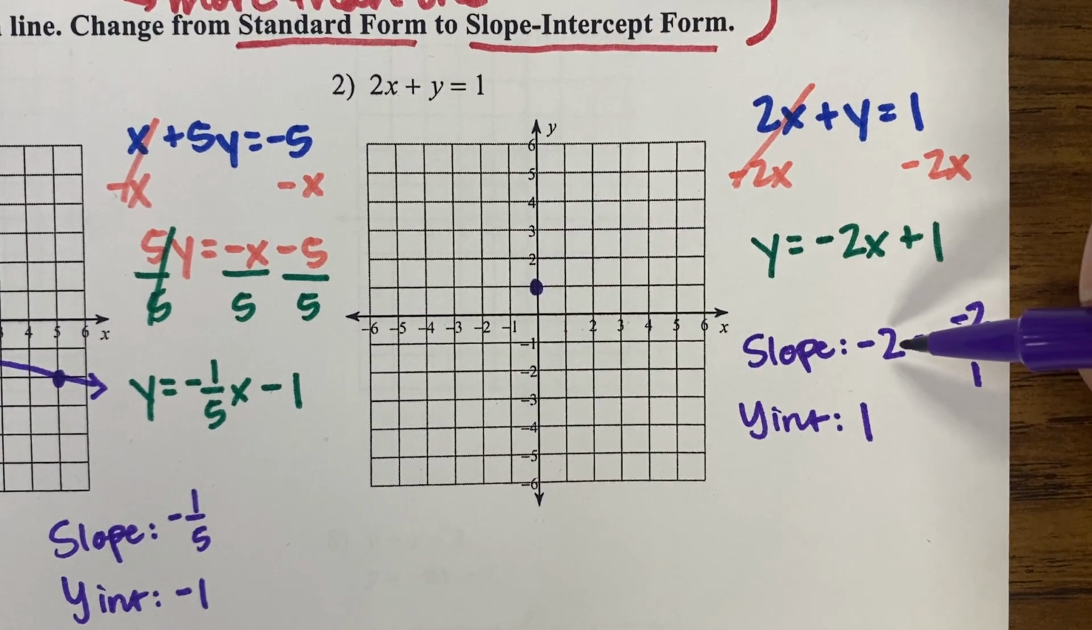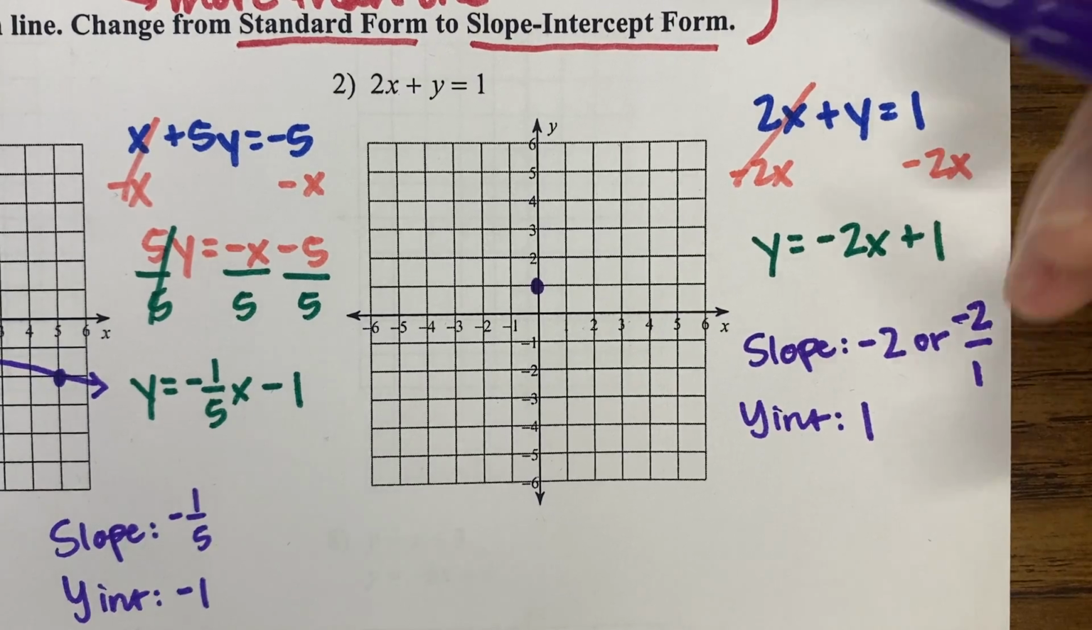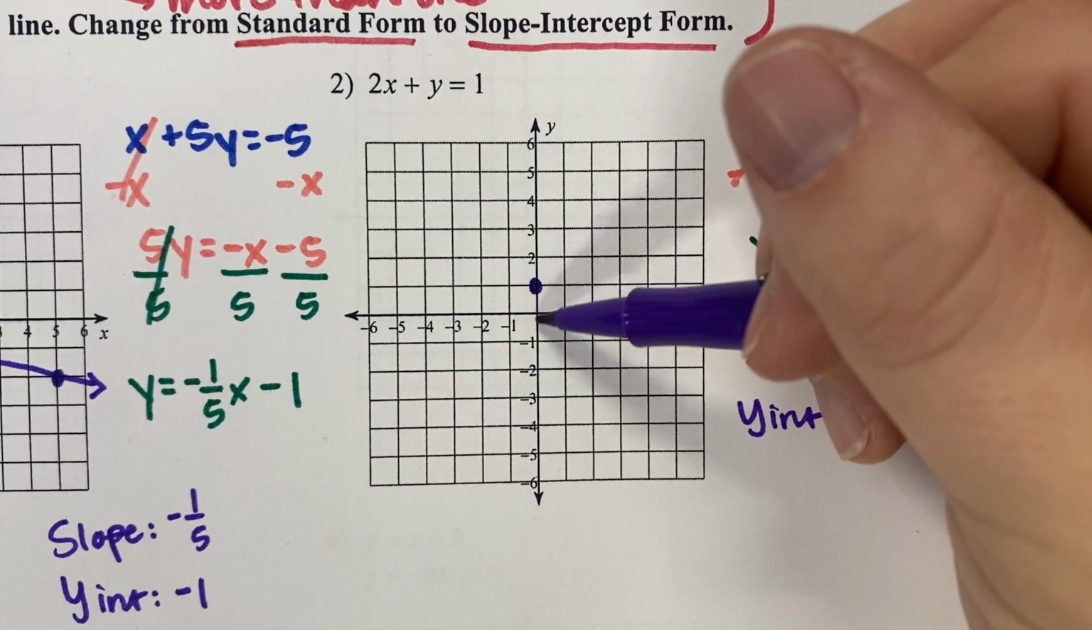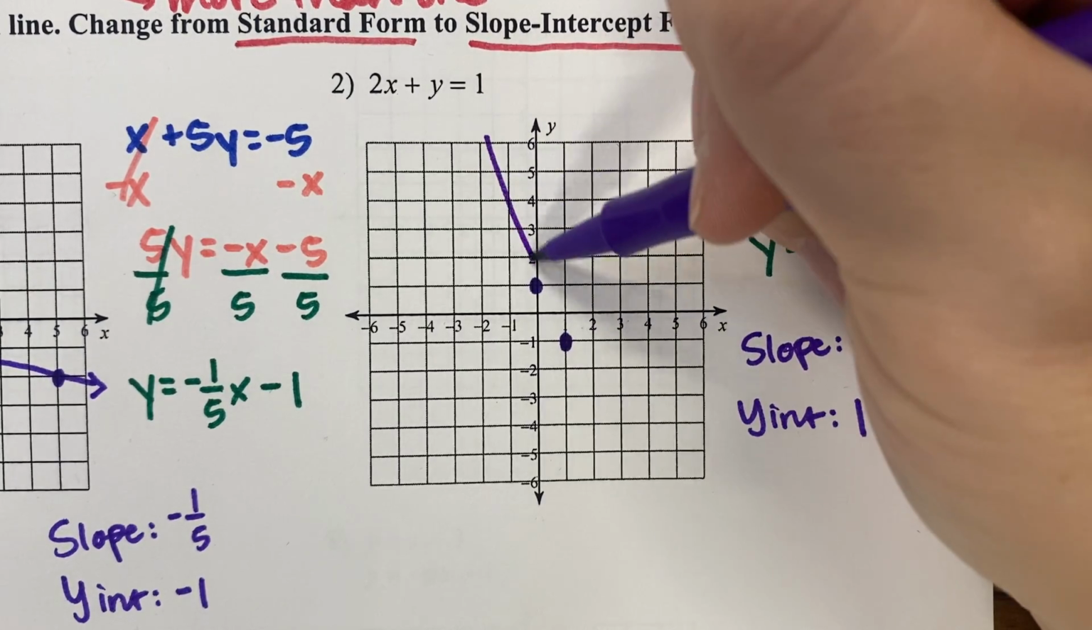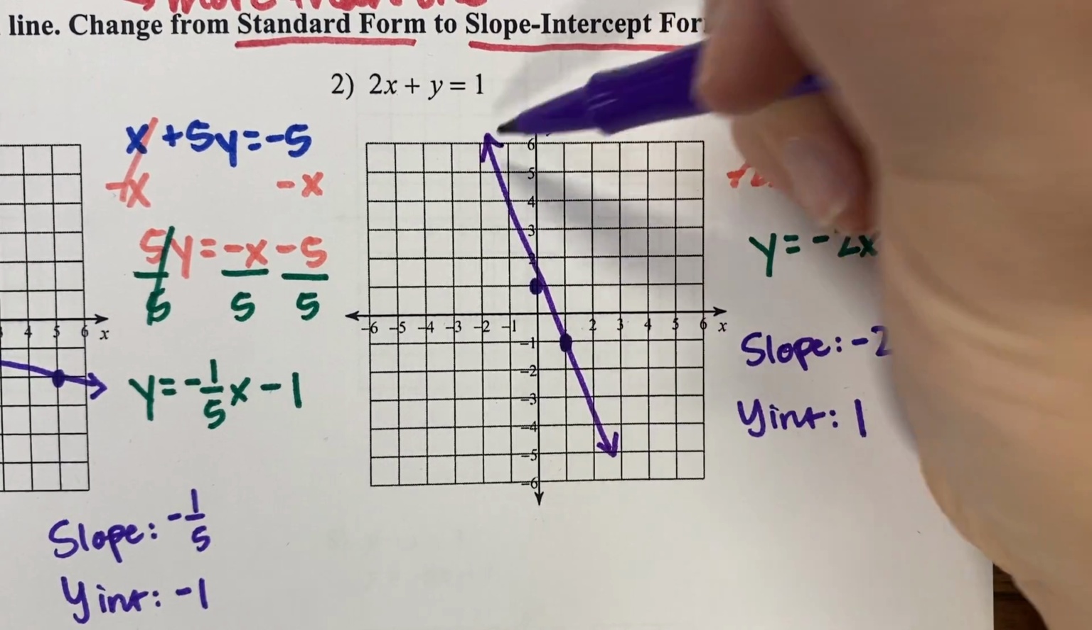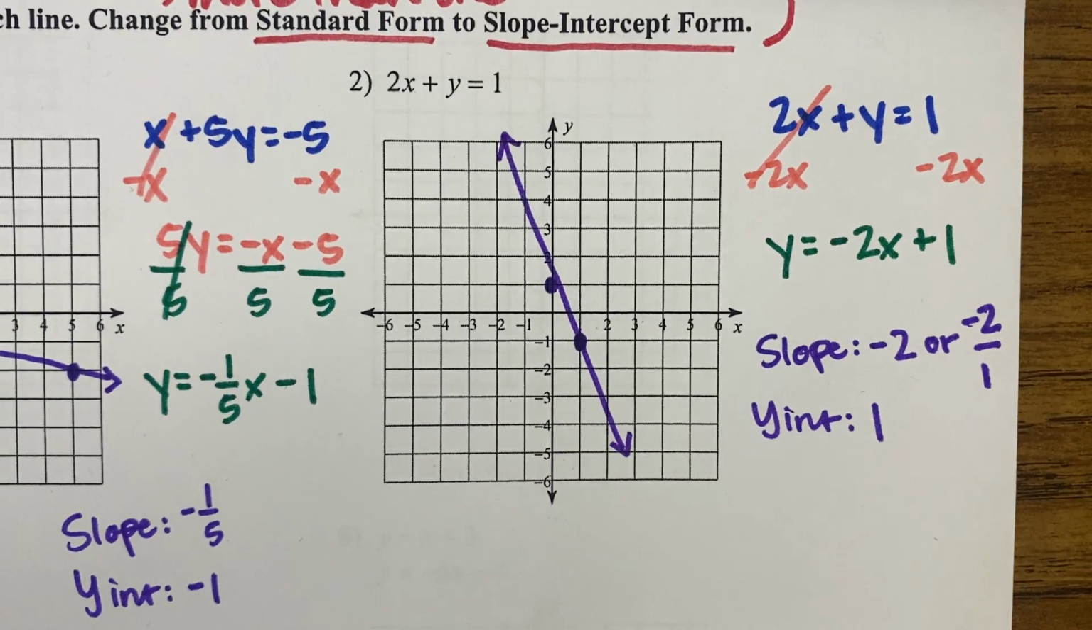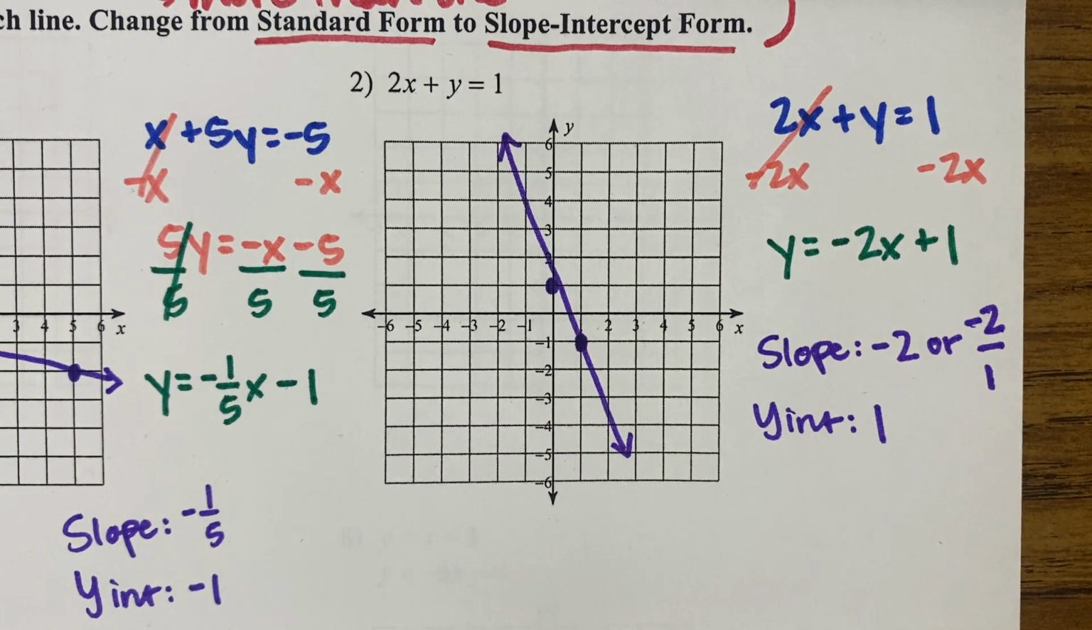Now I'm going to use my slope, -2 or -2/1. So we're going to go down 2, 1, 2, and over 1. Connect those 2 points. Remember, a negative slope is always going down and to the right, which this is, so we are good to go.